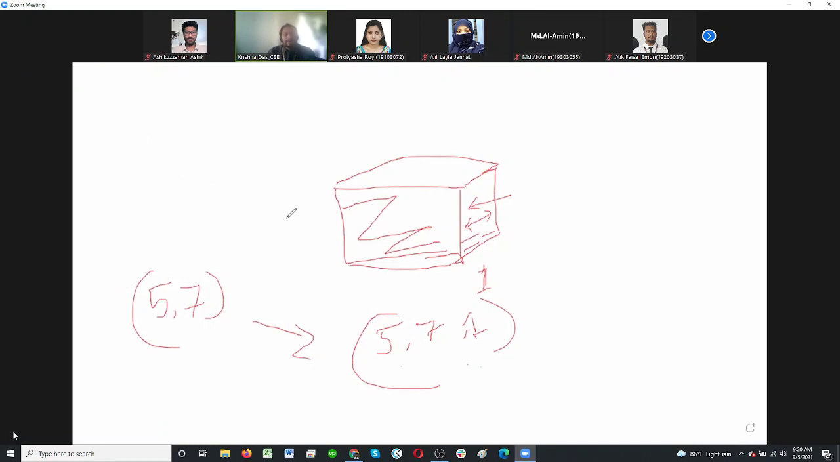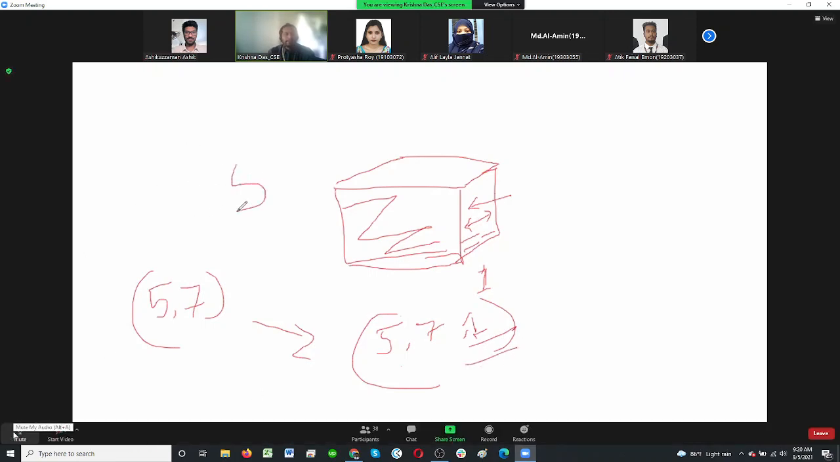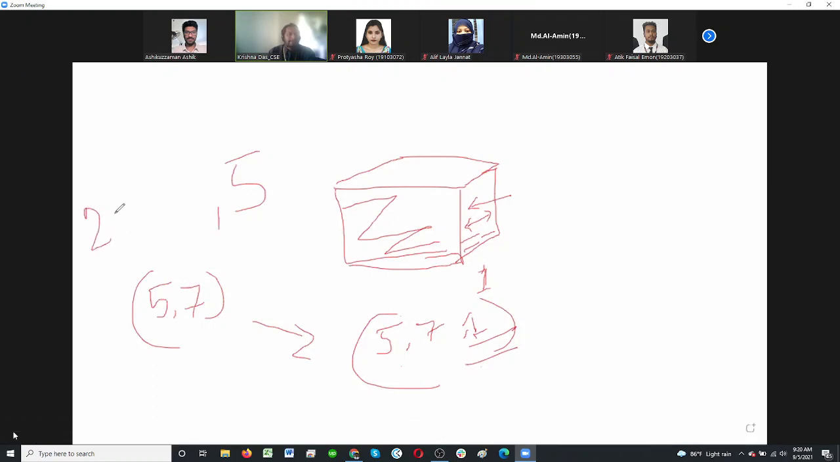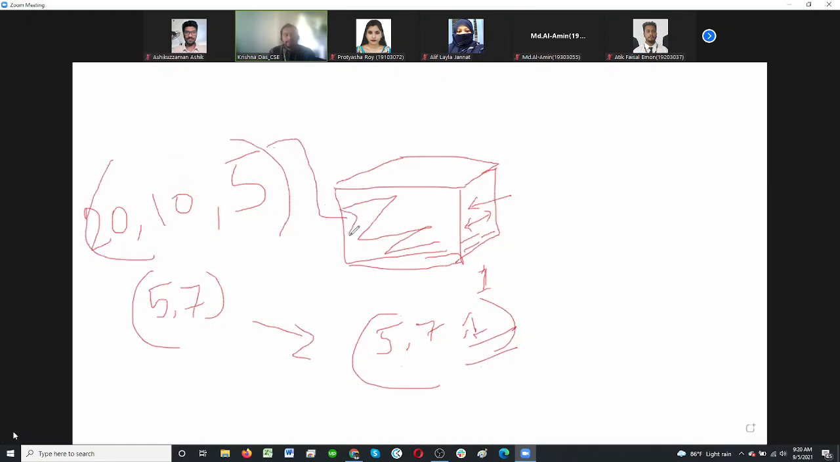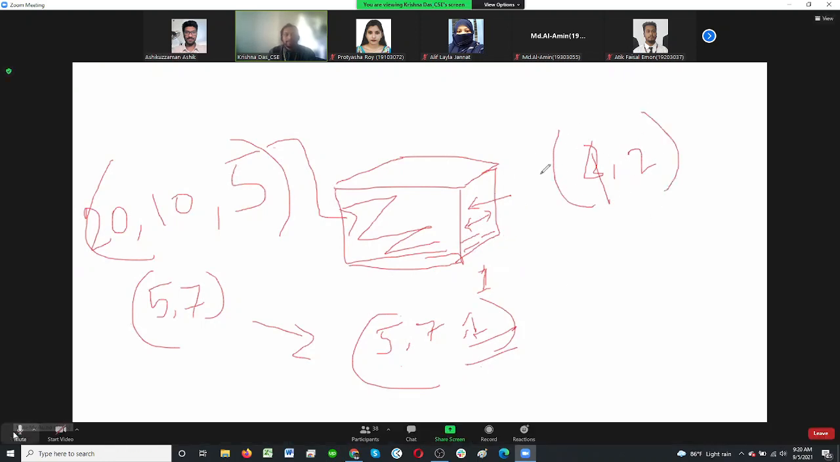So if we have a divisible value for that z coordinate, say 5 in the z coordinate, that means this point is, say, 20 and 10 in three dimensions. In two dimensions I can represent it as 4 and 2, right? So 4 and 2, that point and this point are the same.